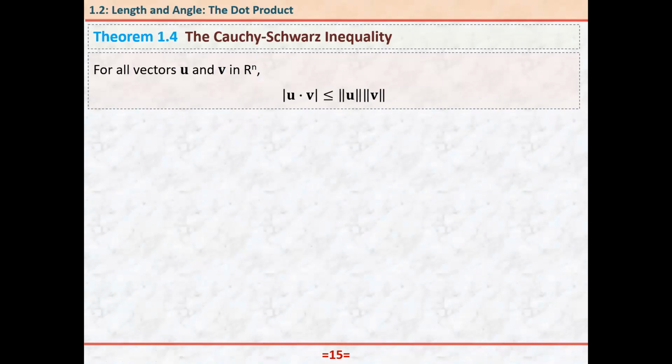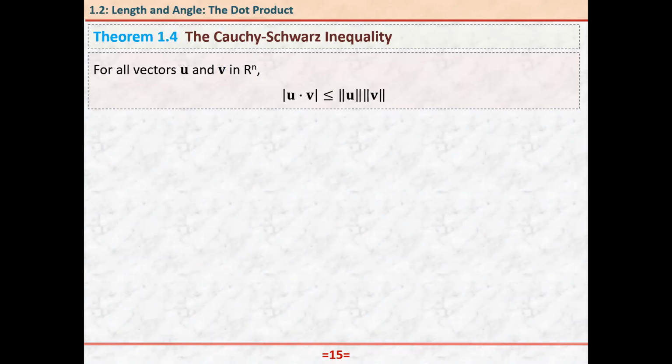And here we are going to see two important inequalities. The first one is the Cauchy-Schwarz inequality. For all vectors u and v in Rn, the absolute value of u dot v is less than or equal to the product of the norm of u and the norm of v.